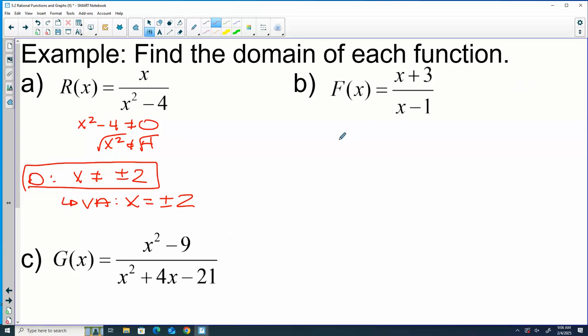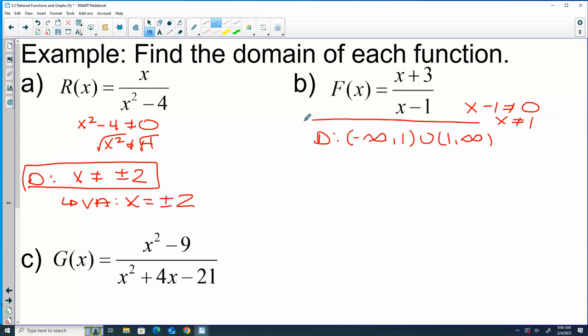All right, B, what's my domain? We know x minus 1 can't equal 0, so x cannot equal positive 1. How did I ask you to write it? Negative infinity to 1, union 1 to infinity. So that means this one, where's your vertical asymptote? x equals 1 is your vertical asymptote. So the domain and the vertical asymptote are related.